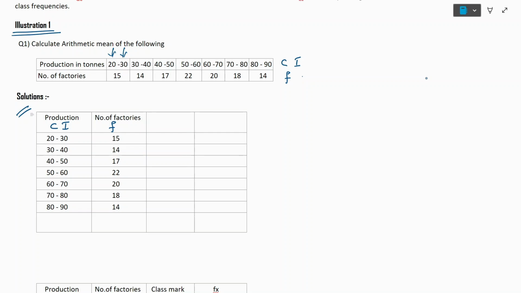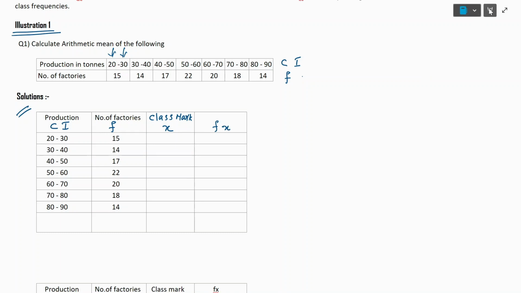Now, for the third column, because our formula is sigma Fx, F multiplied by x, that means you need x here, right? Therefore, the next column is x. But what is x? x is not given directly. This x is called the class mark. What is it? Class mark. Okay. The next column is as it is, that is f into x.